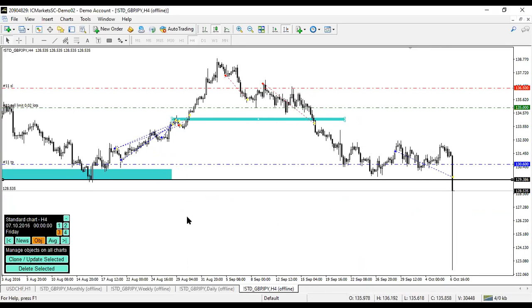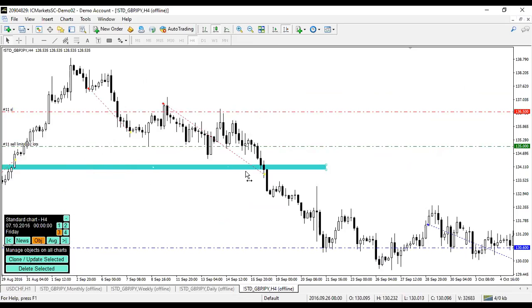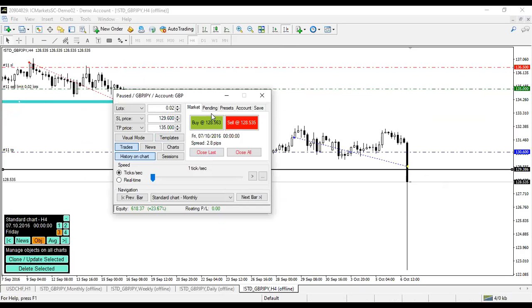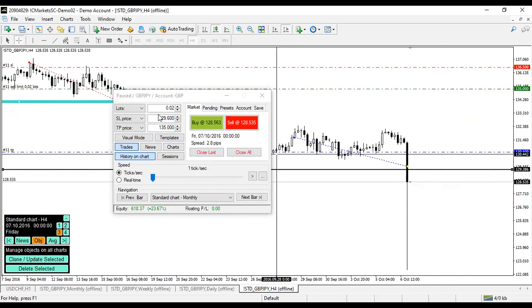This is the structure basically, and price went all the way down to break this structure. Now we have an option here. Once price comes back up to retest this level, then we can look for the sell option. What we do is put a sell limit order here, with our target at 129,363. Pending order, sell limit.